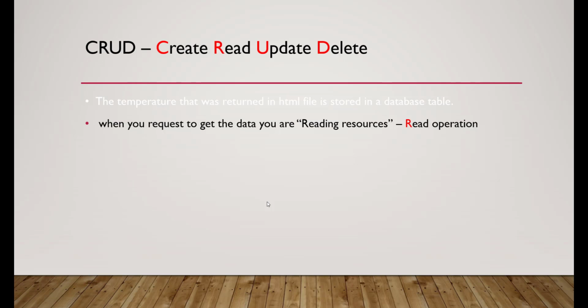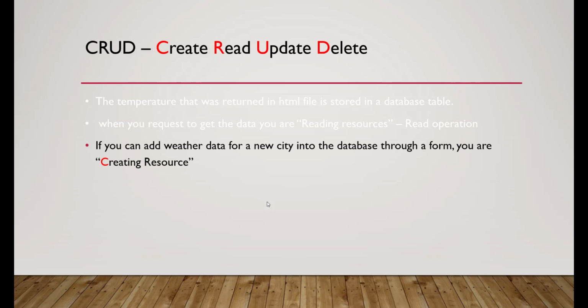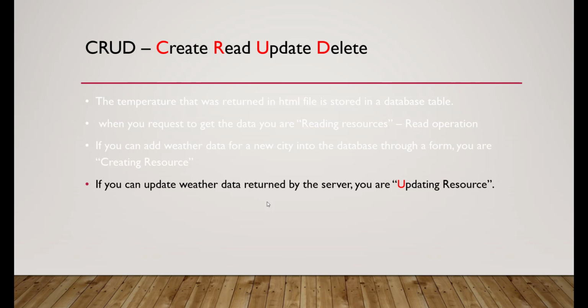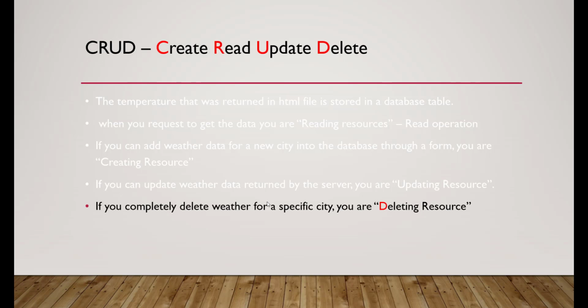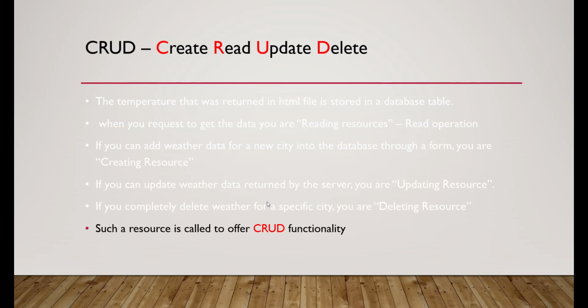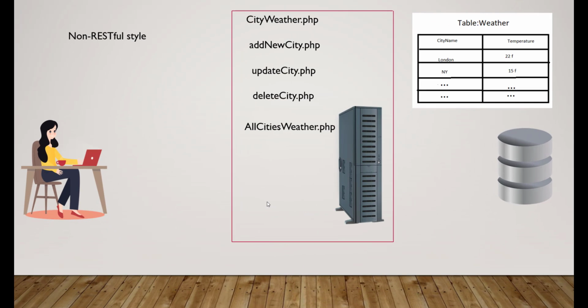So when a browser or front end requests to read the data or read the resource, we are performing read operation. If your front end gives you this capability to send data through the form and create new resource, you are actually performing create operation of CRUD. And if you can update weather data returned by the server, you are updating the resource. If you completely delete weather for a certain city, you are deleting that particular resource or that particular row. So such a resource can be said to have implemented CRUD functionality. Now let's try to understand how are all these functionalities actually implemented practically in non-RESTful style.